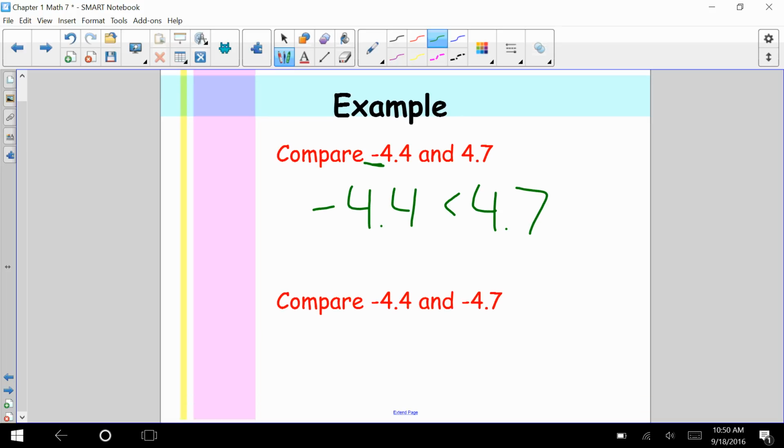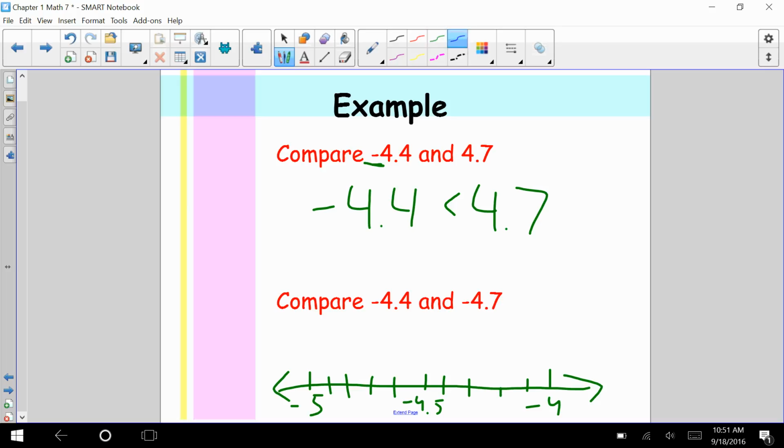Now let's look at -4.4 and -4.7. If I draw my number line, these are both between -4 and -5. See if I've got -4.5 here. All right, so -4.4 would be -4, -4.1, -4.2, -4.3. -4.4 is right there. -4.7 is right about here. So that means which one's actually smaller? -4.7 is smaller. So -4.4 is greater than -4.7.